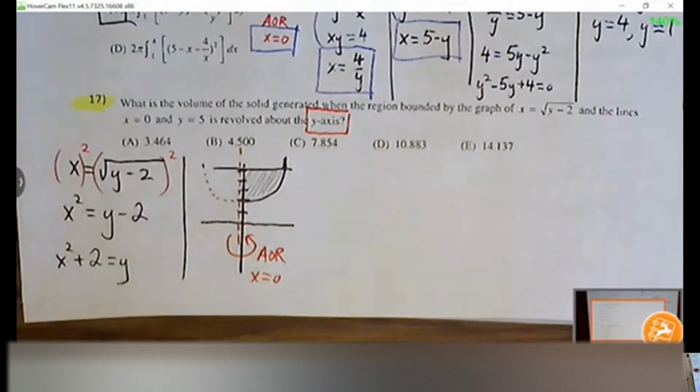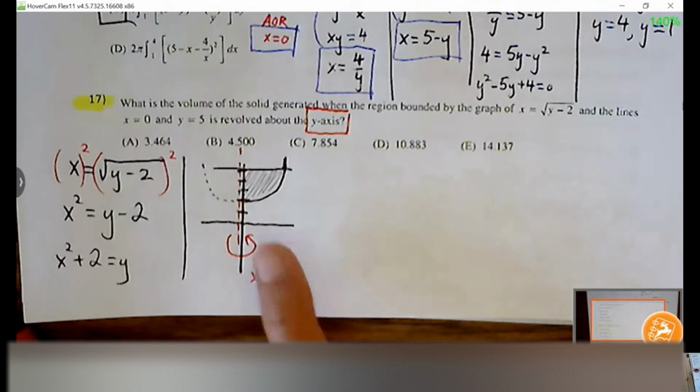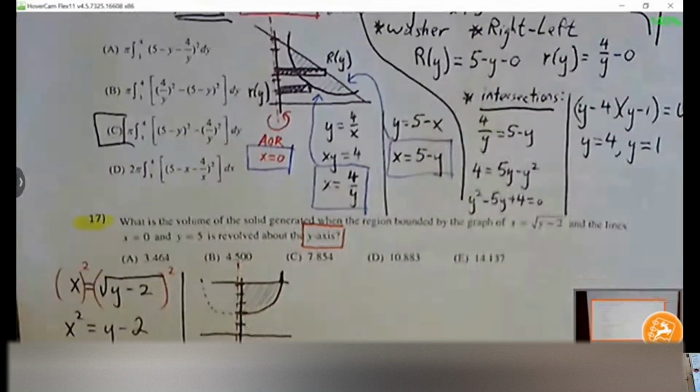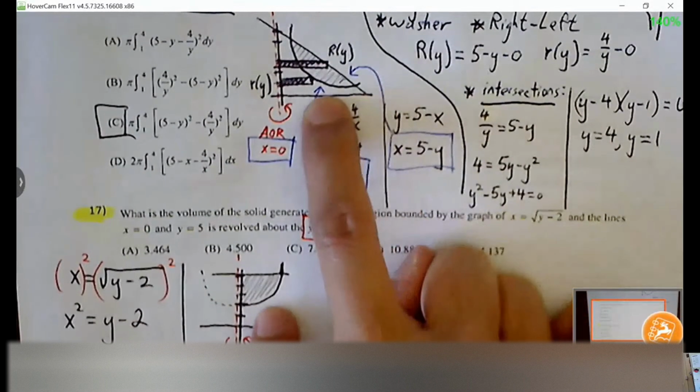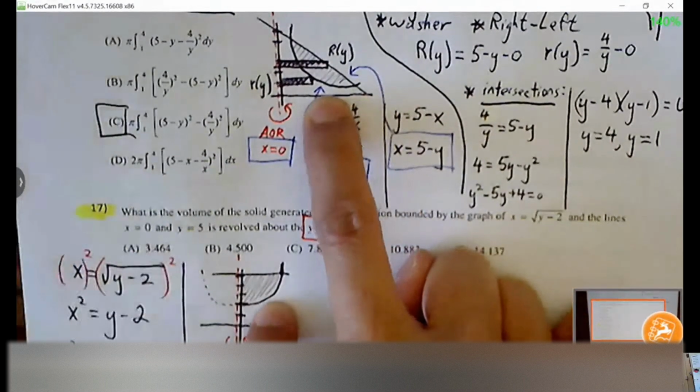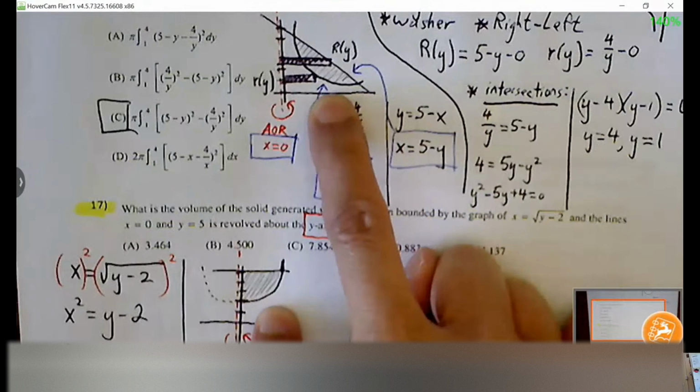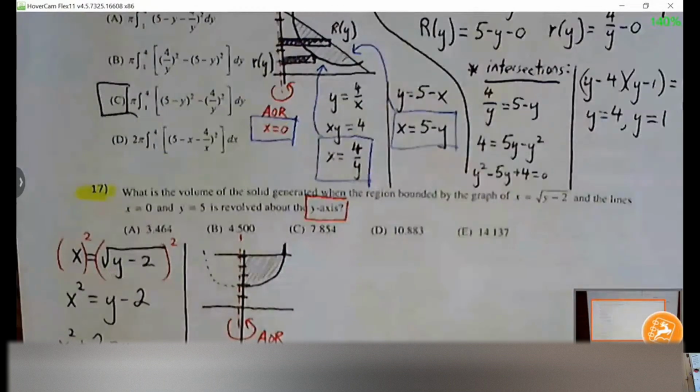All right, if we can get this picture in front of us, we should be able to identify which method here, disc or washer. This is going to be disc, right? We see that flat surface right up against that shaded region, right? We really need to be able to have a graph in front of us to get a good feel for which method we're using, right? Okay, so disc method.